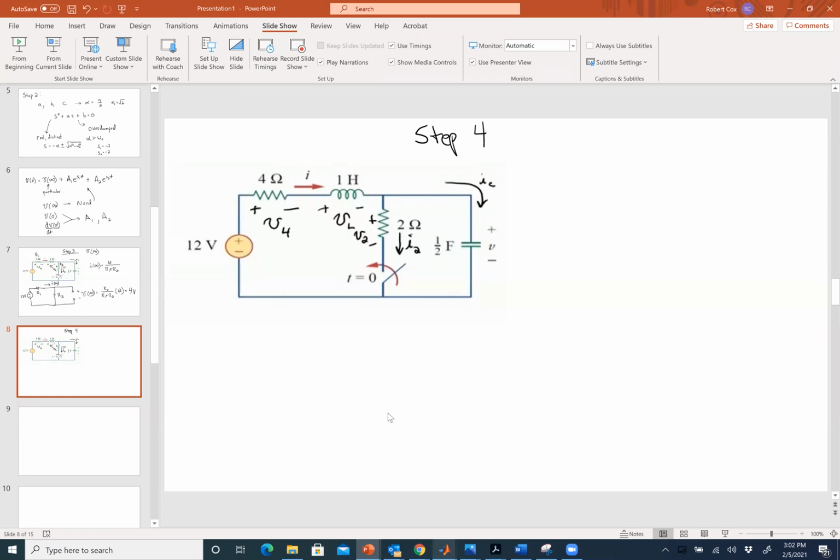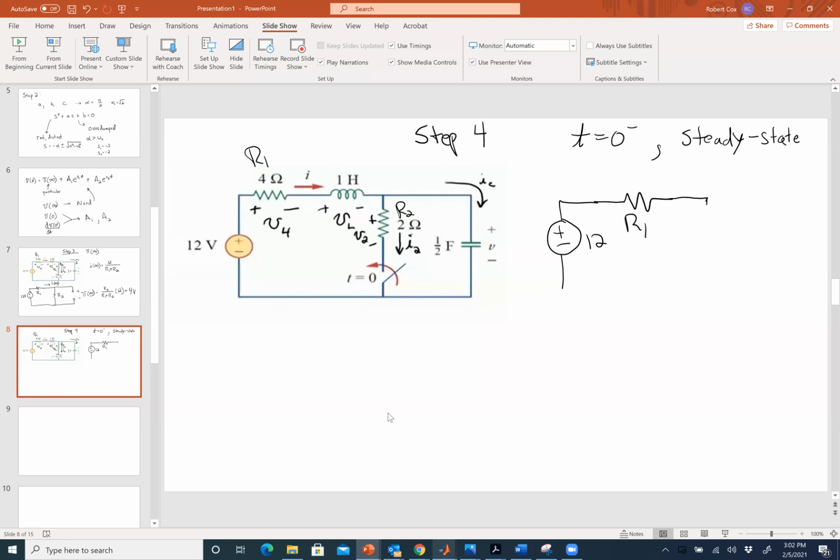At t equals 0 minus, the switch is not flipped, but our assumption here is that the circuit is in steady state. In other words, that switch has been in that position for a long time. So if that's the case, and this is my R1, this is my R2, what do I do with my capacitor and inductor? Short and open. So which one do I short? The inductor.